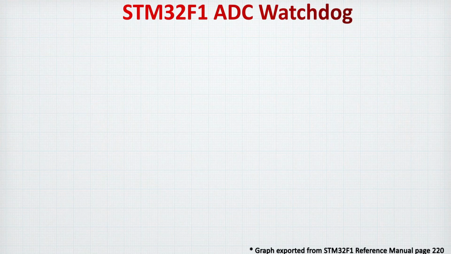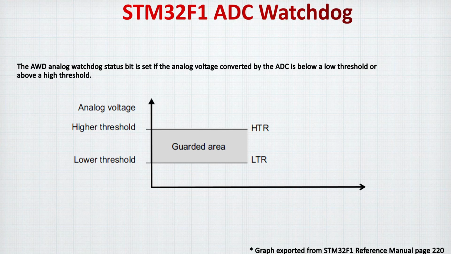Okay, so let's take a look at the watchdog. The watchdog is much simpler than that. You can see this graph here. It's an analog watchdog that checks the data between a higher threshold and a lower threshold. So if the value goes over that area, higher or lower, we will have a kind of signal.